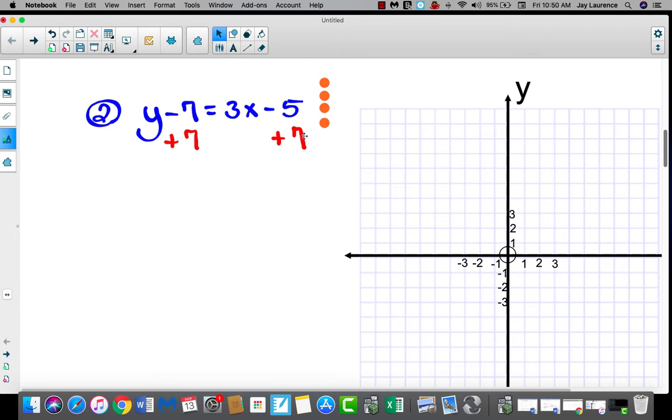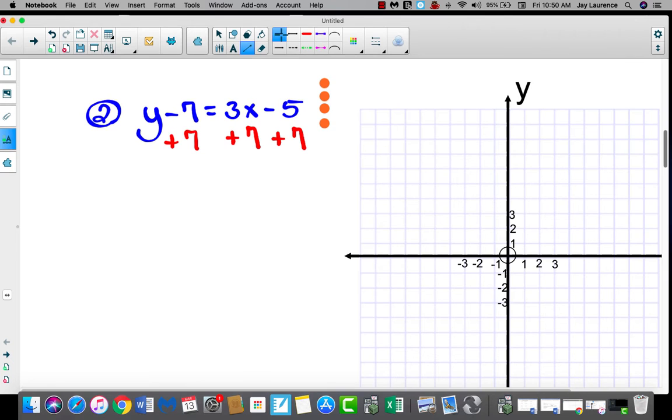Now some of you might think, wait, you're doing that wrong, Mr. Lawrence, you have to do this. No, if I do that, I've added 7 to the left-hand side of the equation, and I've added 14 to the right-hand side, because I added 7 twice. Plus you're going to combine unlike terms. So I definitely do not want to do that. Let me get rid of that plus 7 there. It does not belong.